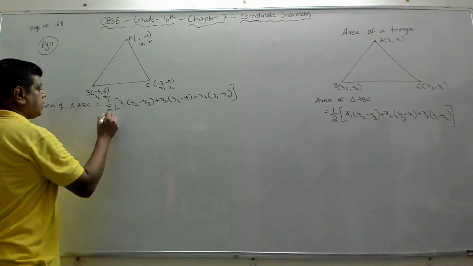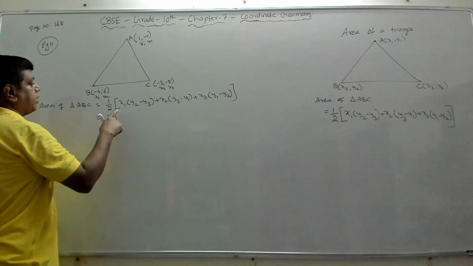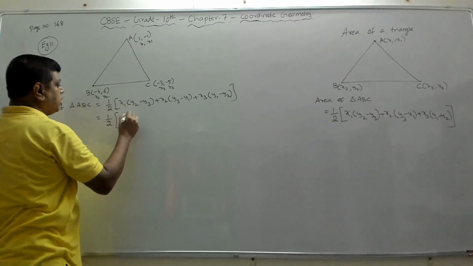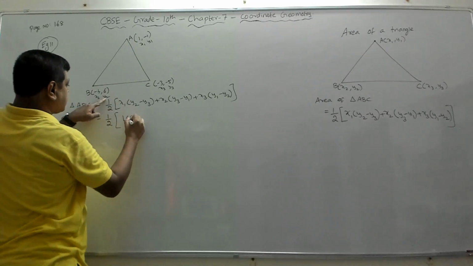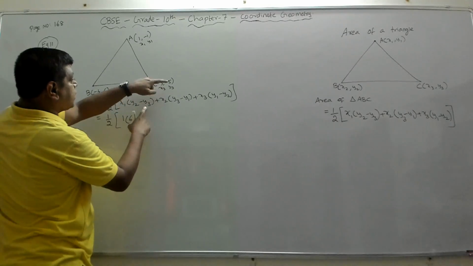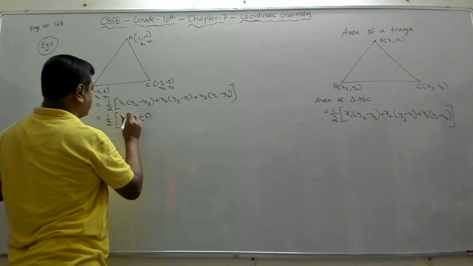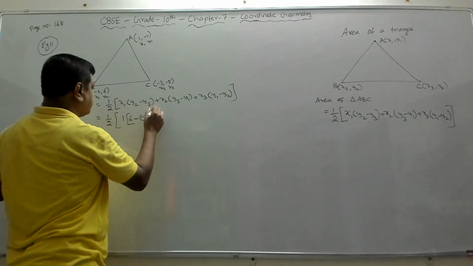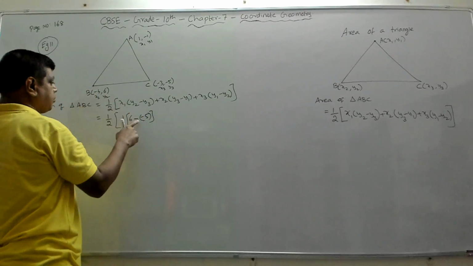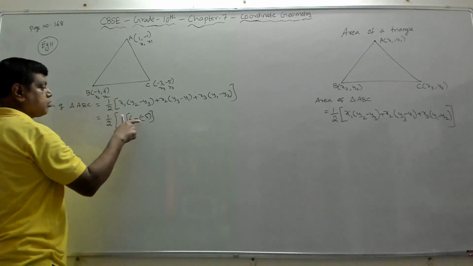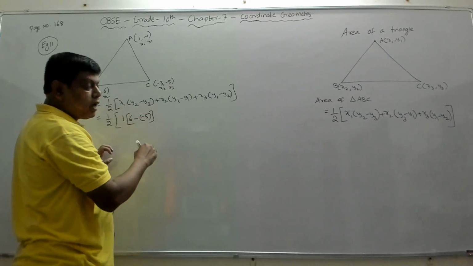So area of the triangle ABC equals half of x1. x1 is 1 into y2. y2 is 6 minus y3. y3 is minus 5. So minus of minus 5. You have to be careful here. Double minus, you have to be careful.